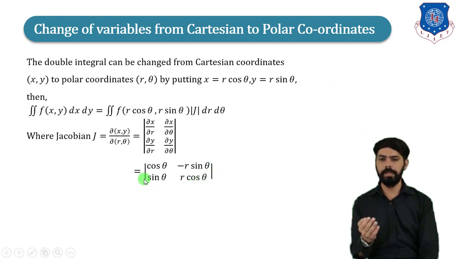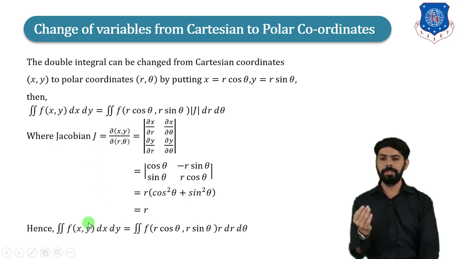Now we will take the determinant of this, so it will be r cos square theta plus r sin square theta. So r is common, so it will be r in bracket cos square theta plus sin square theta. And we know that cos square theta plus sin square theta is 1, so it will be r. Therefore Jacobian is equal to r. Hence double integration f of x, y dx dy is equal to double integration f of r cos theta, r sin theta, r dr d theta.